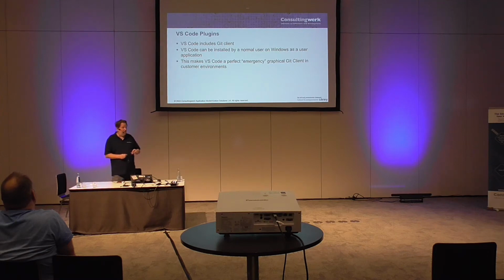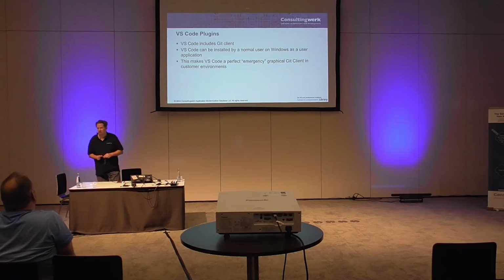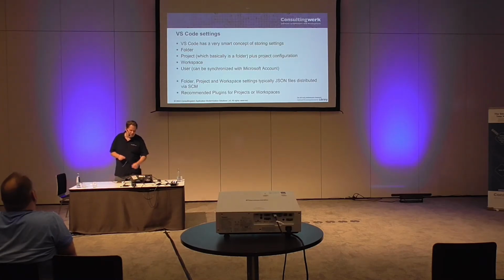So with the Git client, I hate using the Git command line. When I'm at a customer and I have to work with Git, and I don't have my preferred Git client, which is GitKraken, I can always install VS Code there and use it just as the graphical Git client that I can use everywhere free of charge. With GitKraken, I would need to carry around my license and all that stuff. VS Code is really easy to carry around.